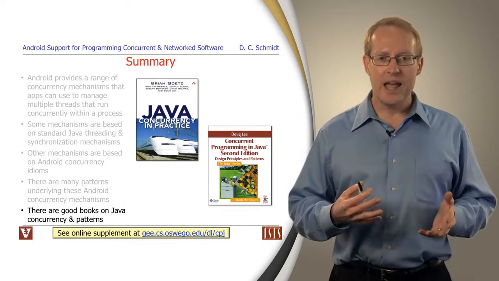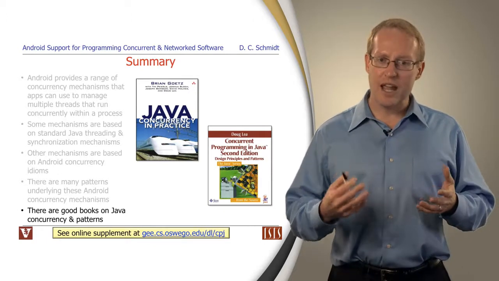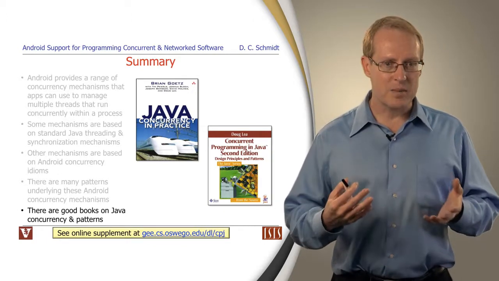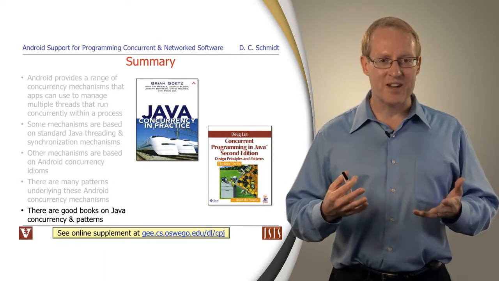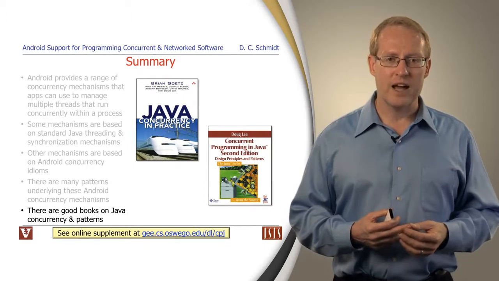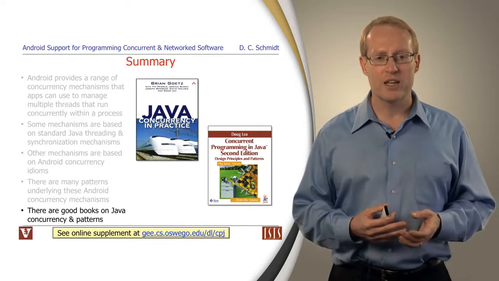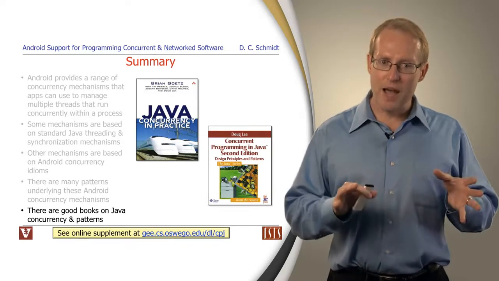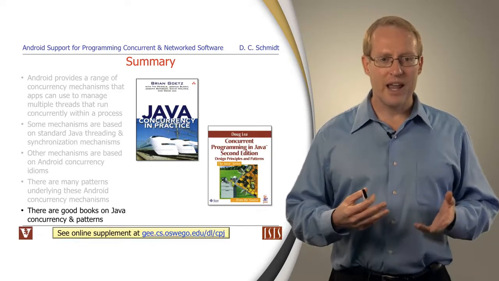And it's also worth noting that there are a number of very good books that describe Java threading and patterns for Java threading. Even though these books are not specific to Android, you'll find many of the concepts that they describe and the patterns that they cover will be useful for making sense out of how Android does its concurrency as well. There's also a link you might find for an online supplement to Doug Lea's classic book, Concurrent Programming in Java, which has a number of patterns which have also been adopted and used in the context of Android and Android concurrency.